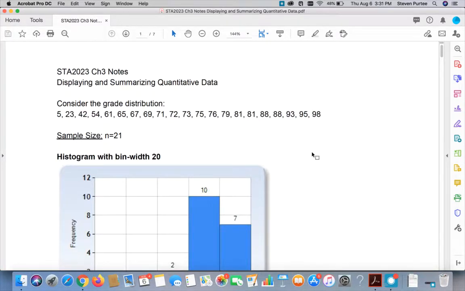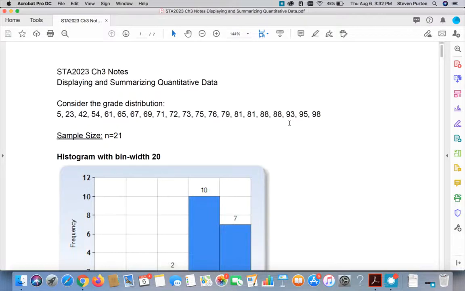Okay, here we are dealing with quantitative or numerical data that we can do math with, we can find averages of, we can add together and so forth. Here we have a grade distribution that I've put in order for us. So this class got grades from 5 up to 98. The first thing we want to do is display this data somehow.